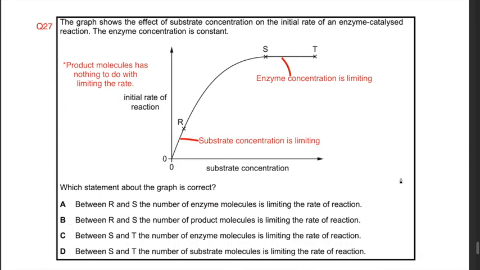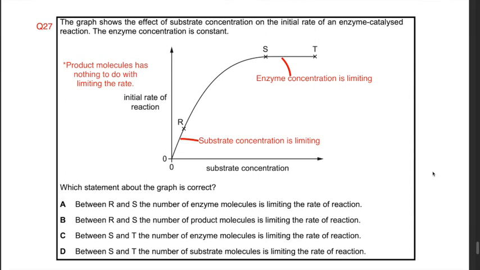Question 27. The graph shows the effect of substrate concentration on the initial rate of an enzyme catalyzed reaction. The enzyme concentration is constant. Which statement about the graph is correct? I have marked over here which one is which. Initially, for a particular rate of reaction, the substrate concentration would be limiting, and towards the end, the enzyme concentration would be limiting as the substrate concentration continues to increase.